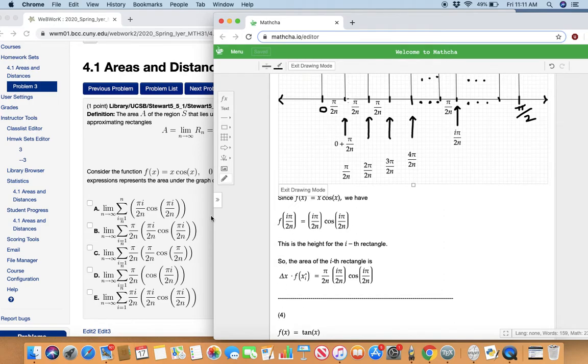So the purpose of this exercise is to figure out which expression represents the inner part, each rectangle, since the limit and the summation are common to all the expressions. Let me look for pi over 2n. These three have pi over 2n. Then I'm looking for i pi over 2n and cosine. Among these three, i pi is here and cosine of i pi is here. So B is my answer.